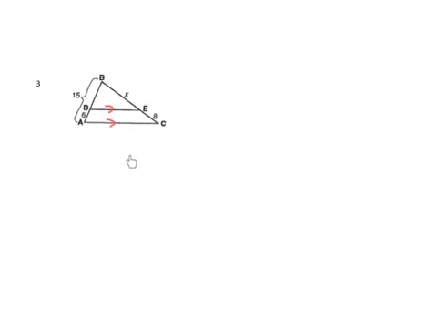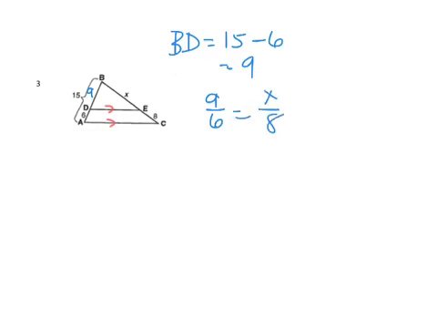There's a lot of different ways you could do this. What I would do, since I have a single x here, I would find the missing component there, which means BD is going to be 15 minus 6, which is going to be 9. That's going to be easier to do. And then you just set up your proportion. 9 over 6 is equal to x over 8, and 6x is going to be 72, and it looks like x is 12.